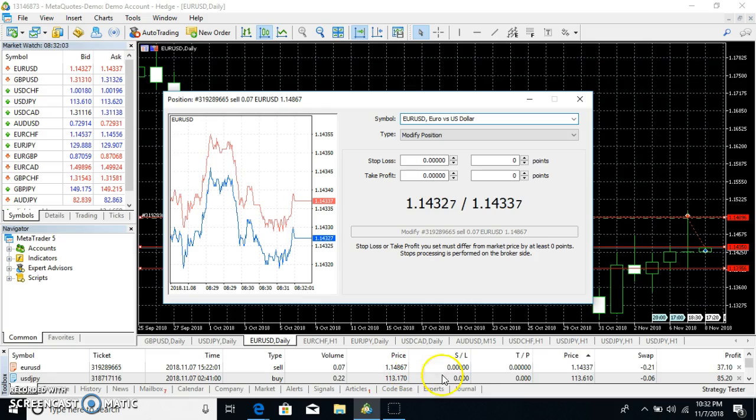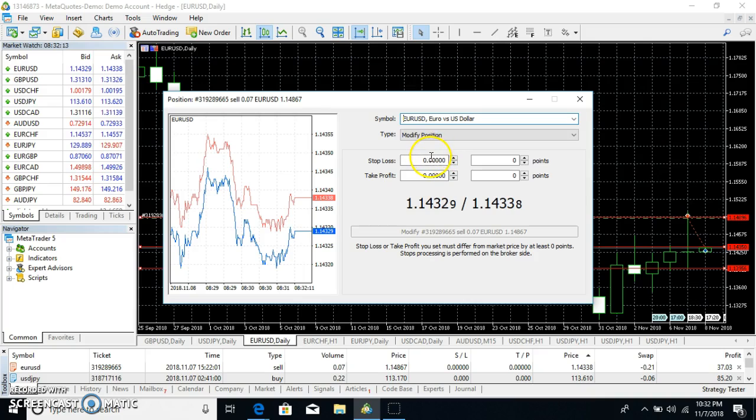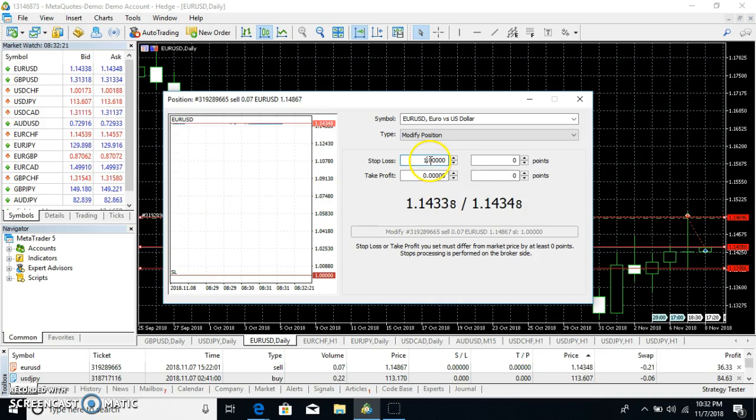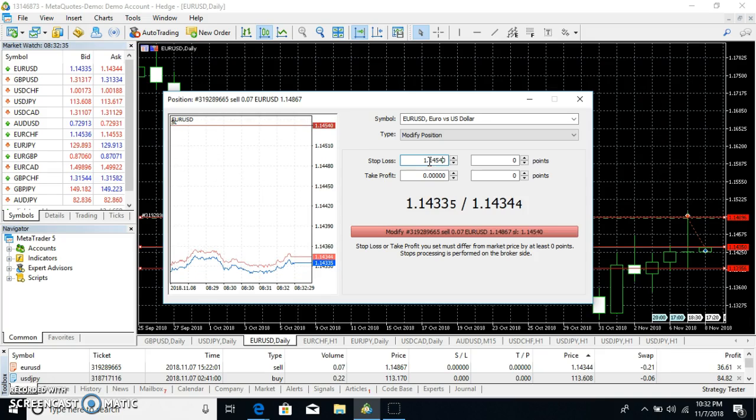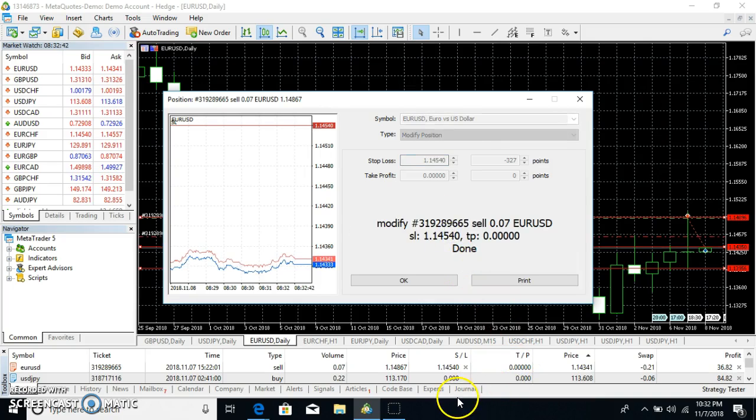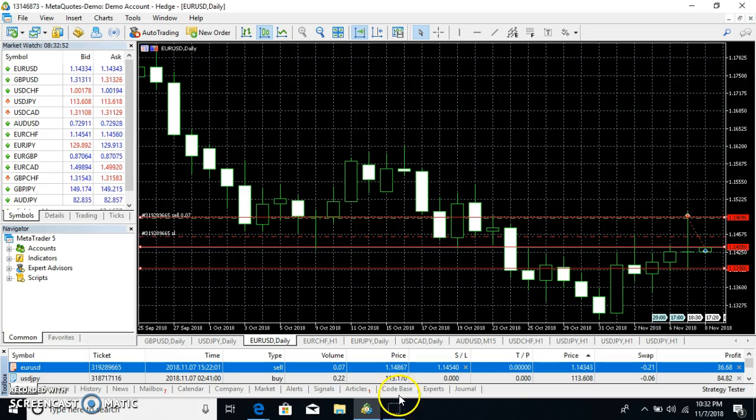It's at 1.1486 to 50 pips on 1.1433, so that's 53 pips. I'll modify that position, stop loss, put it at 1.1454. Now if it goes up to this area, it'll take me out of the trade. So I'm good.